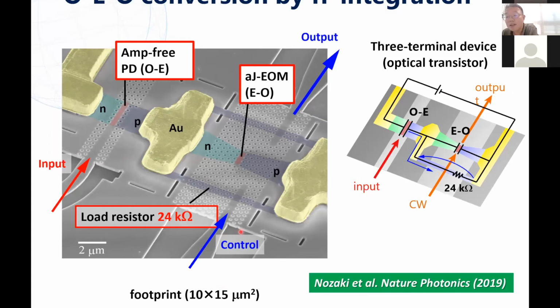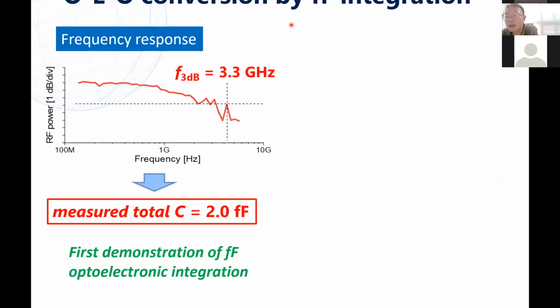So in fact, this is an OEO converter. In other words, this is a 3-terminal photonic device, something like an optical transistor. And this shows the frequency response of this OEO device. This proves that the total capacitance of this integrated device is just 2 femtofarad. As far as we know, this is the first femtofarad level optoelectronic integration.